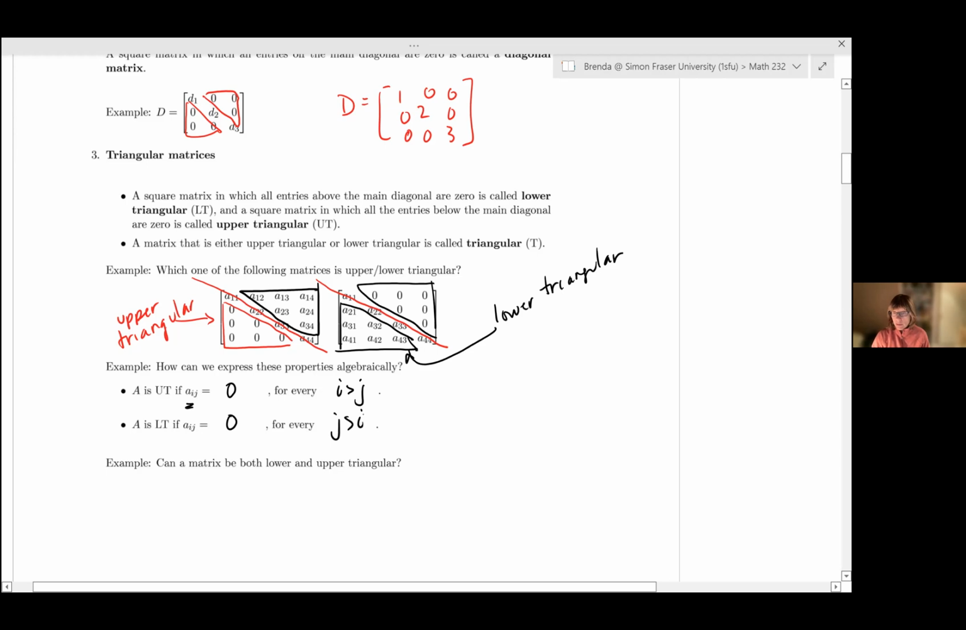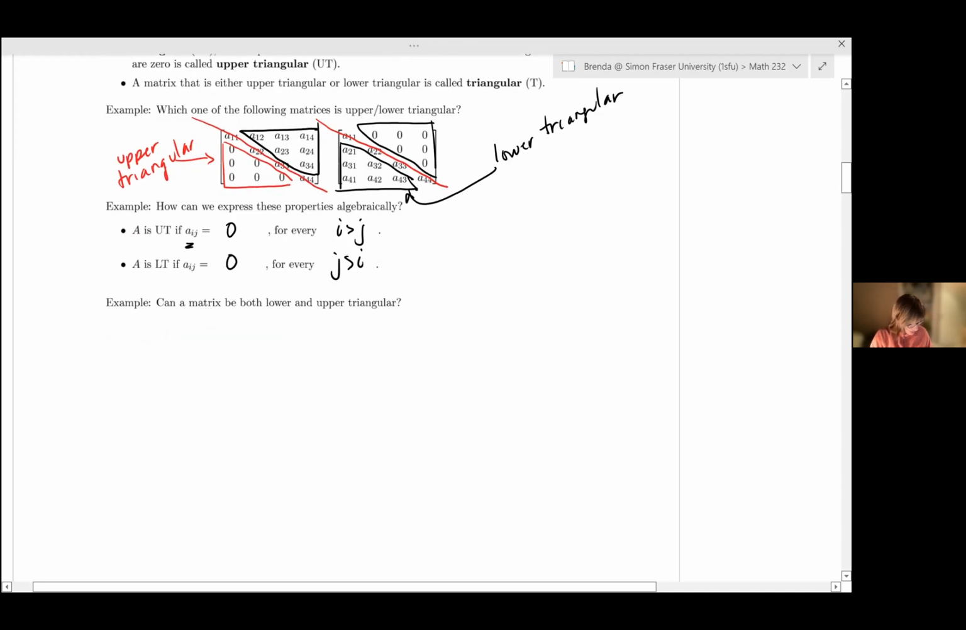So now we have a concept. We have the fact that a matrix is a rectangular array of numbers. If the matrix has the same number of rows and columns, it's a square matrix. We have the concept of a diagonal matrix, and we have a concept of an upper and a lower triangular matrix. The question here is, can a matrix be both upper and lower triangular? The answer to that is yes, and that it equals the diagonal matrix.